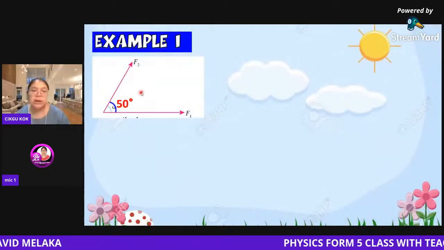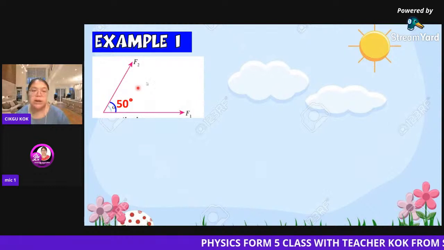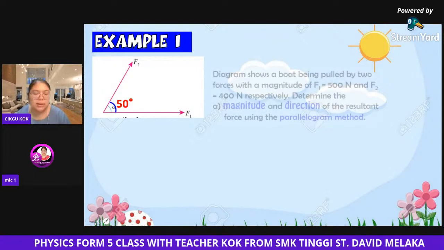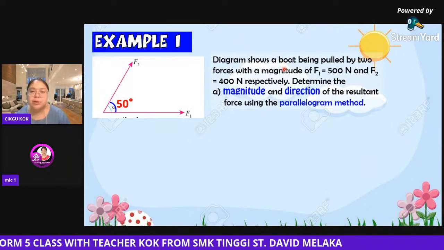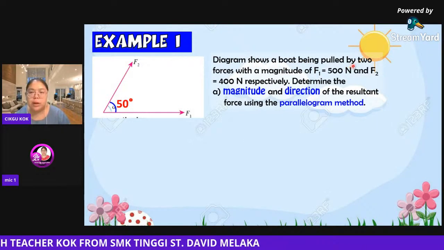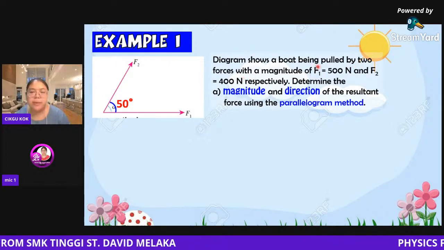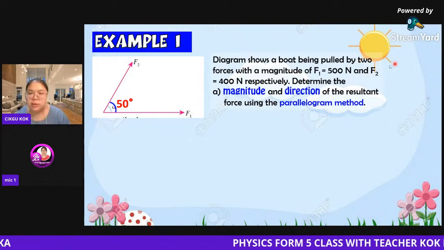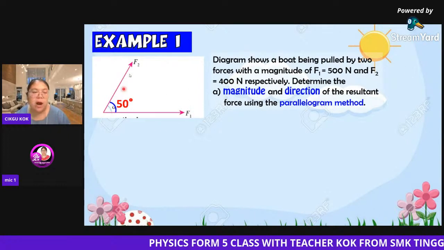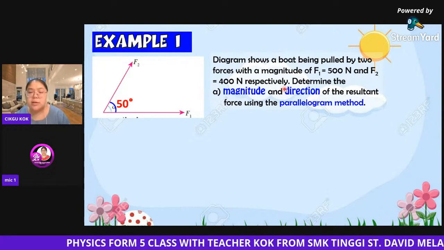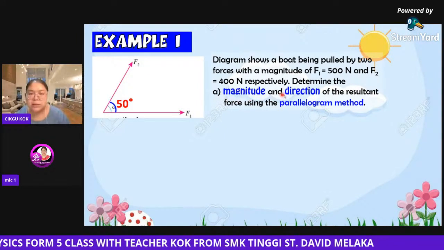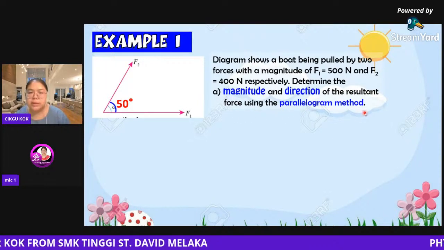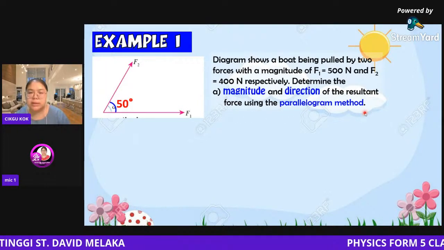This one is example 1. You can see F2 and F1. I have a question: a diagram that shows a boat pulled by two forces with magnitudes F1 of 500 Newton and F2 of 400 Newton respectively. You need to determine the magnitude and direction of the resultant force using the parallelogram method. That means they want you to draw.